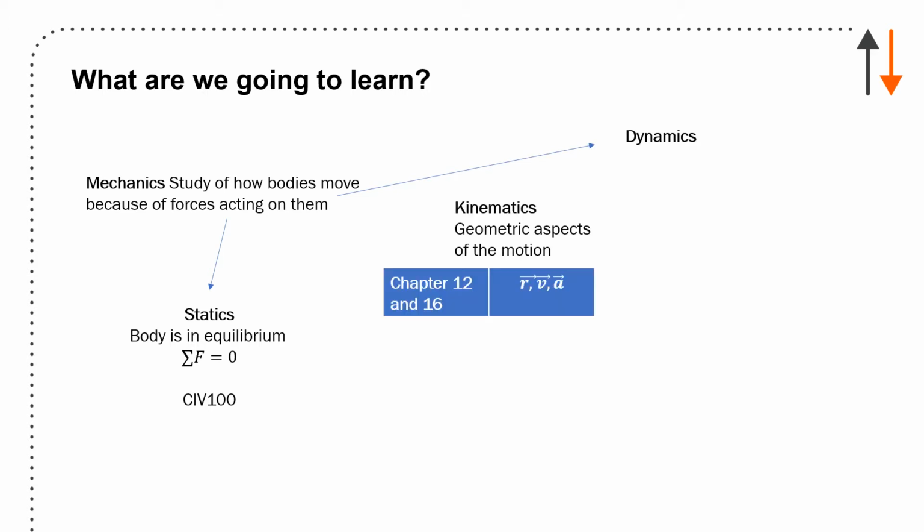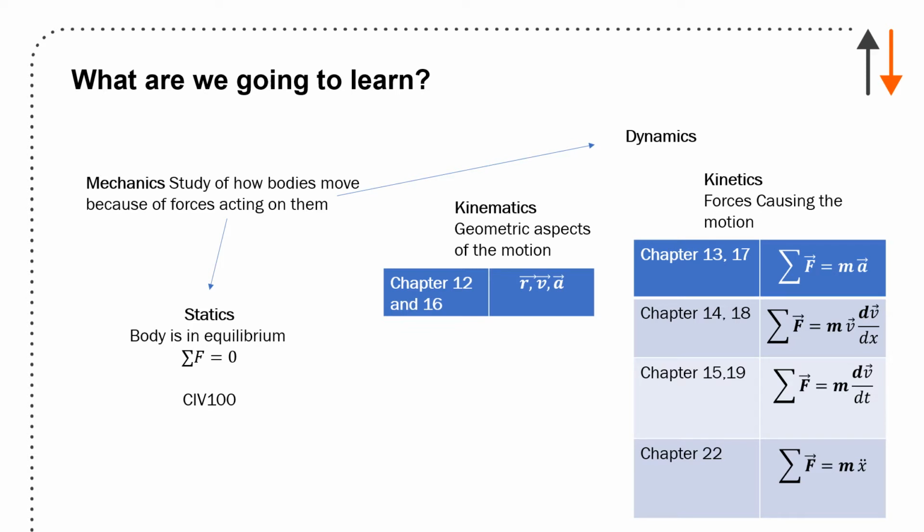Dynamics is dealing with two aspects. Kinematics, which are the geometric aspects of the motion, and in a really simple way, I'm going to say, look, it's the position, velocity, and acceleration of a particle. When we deal with chapter 16, we go from particles to rigid bodies, and they're going to deal with rotation as an additional complication.